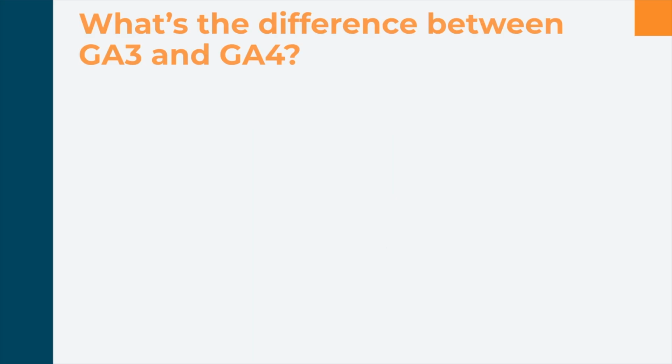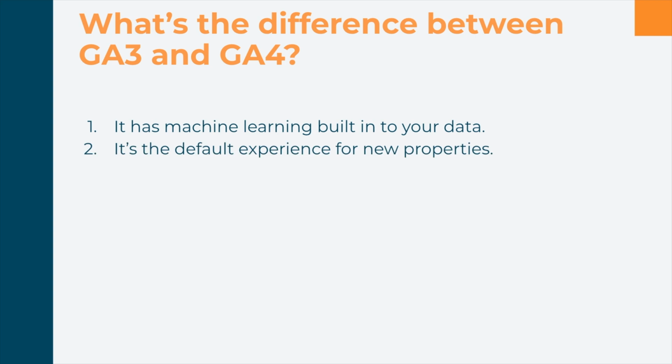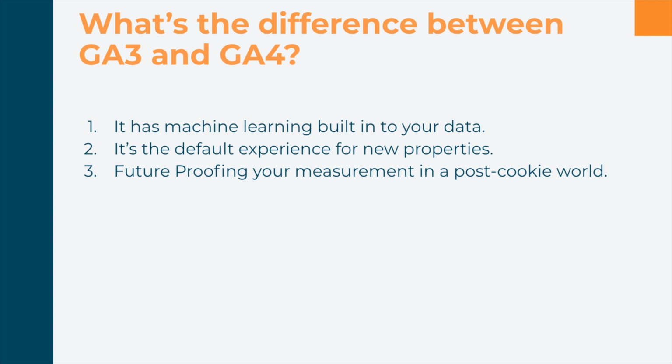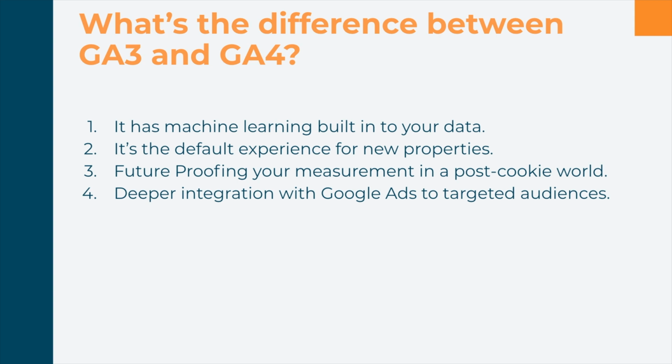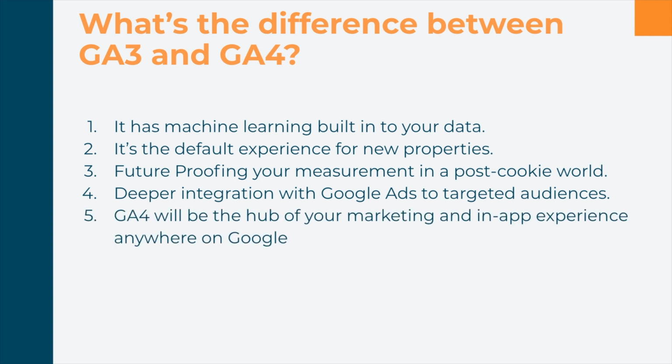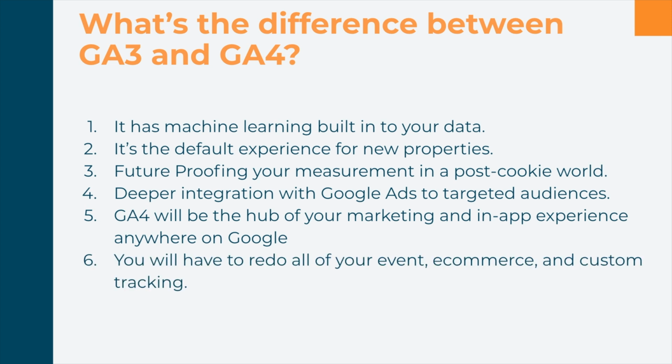So what's the difference between Google Analytics 3 and Google Analytics 4? It has machine learning built into your data. It's the default experience for new properties. Future-proofing your measurement in a post-cookie world. Deeper integration of Google Ads to targeted audiences. GA4 will be the hub of your marketing and in-app experiences anywhere on Google. You'll have to redo all of your events, e-commerce, and custom tracking. So Shopify right now doesn't support Google Analytics 4, but when it does, it's going to be incredible.